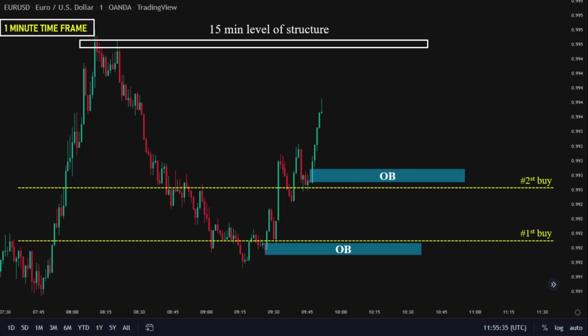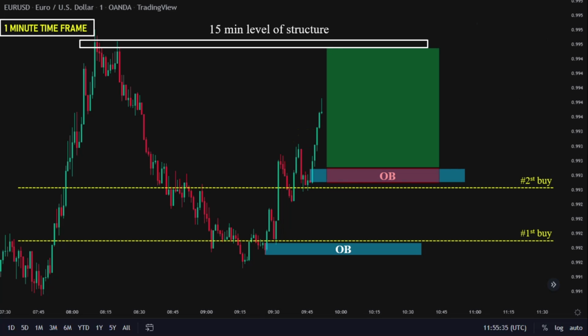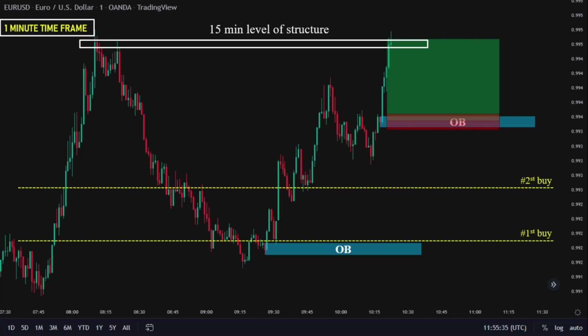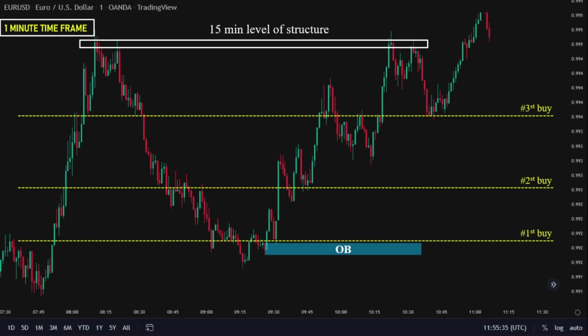Again, we have another order block, so we place a new order here. As you can see, price did not activate our third order, and we missed that trade. So let's continue. Again, price created an order block here. So we set another order here. As you can see, price activated our third long position.